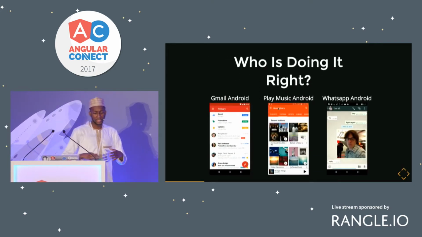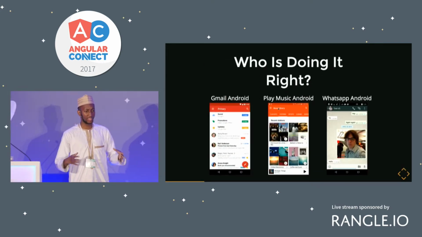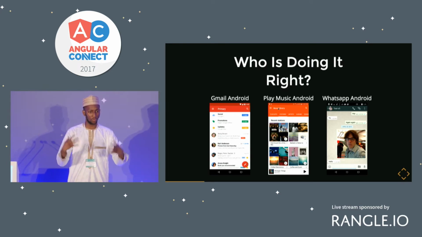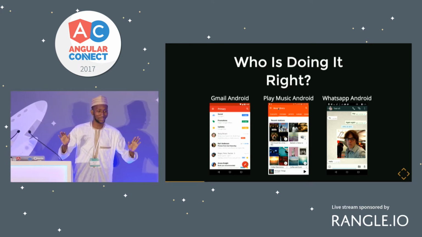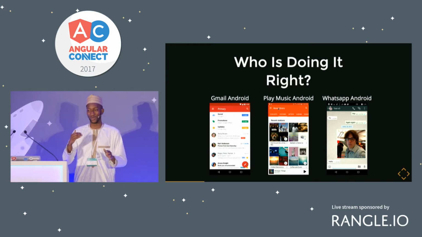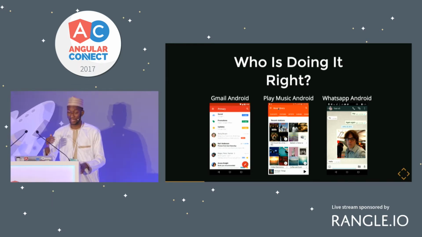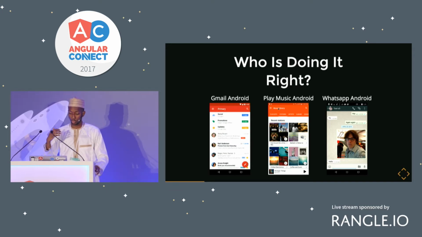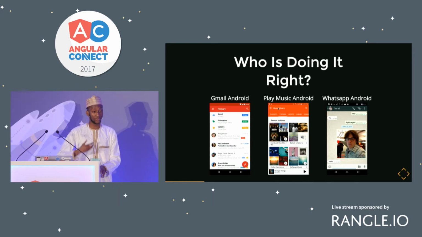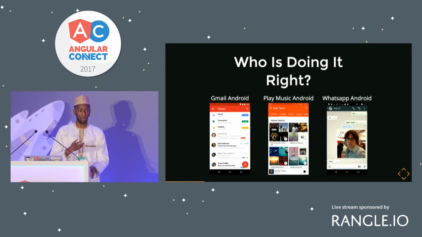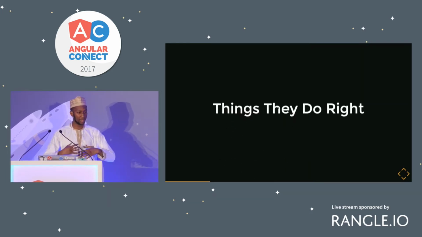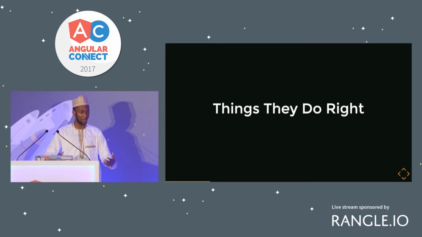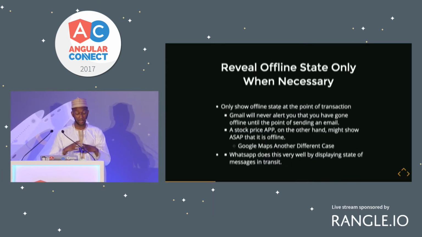So in terms of the app ecosystem, who is actually doing offline right? I'll be very honest with you, and trust me, this is not a promotional thing, but Google tends to do offline pretty good. Things like Gmail, Android, Google Play Music, and WhatsApp as well. They do offline really well. But why would I say that? How did I get there? What are the things that they do very, very well?